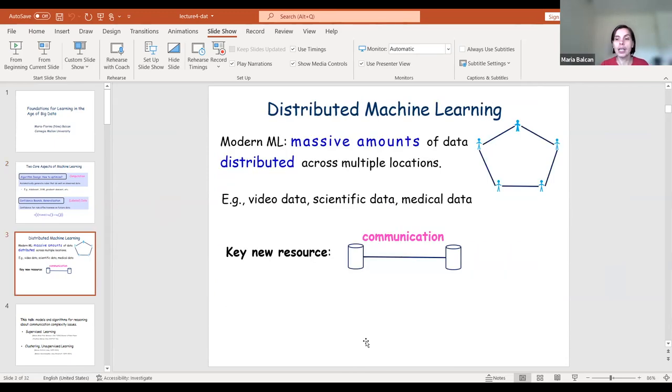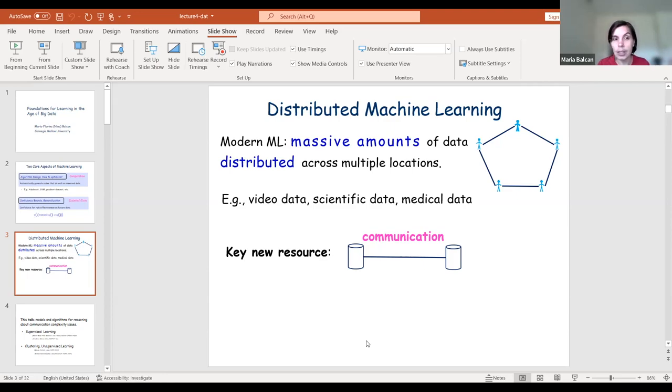So this is kind of more classic machine learning. However, in modern machine learning applications, we often have massive amounts of data that could be distributed across multiple locations. So for example, we might have data from large-scale scientific experiments or video data or medical data. This data is sometimes distributed across multiple locations. And of course, in order to do learning over the combined data, there is a need to communicate, right? The data holders have to somehow communicate. And so now suddenly communication becomes another key resource, right?